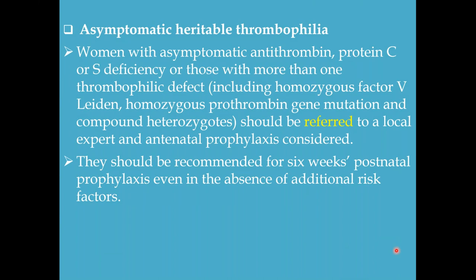What about asymptomatic heritable thrombophilia? Women with asymptomatic antithrombin, protein C or S deficiency, or those with more than one thrombophilic defect, including homozygous factor V Leiden, homozygous prothrombin gene mutation, and compound heterozygous, should all be referred to the local expert and antenatal prophylaxis considered. They should be recommended 6 weeks postnatal prophylaxis, even in the absence of additional risk factors. So a patient with asymptomatic heritable thrombophilia should be referred to the expert for consideration of prophylaxis.